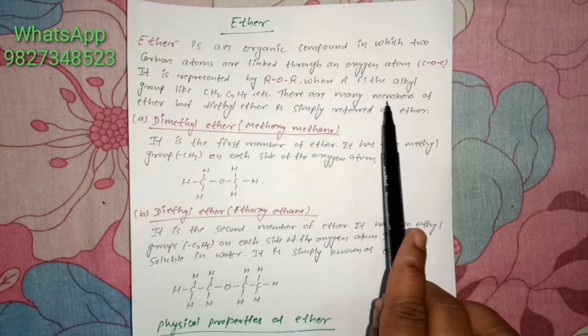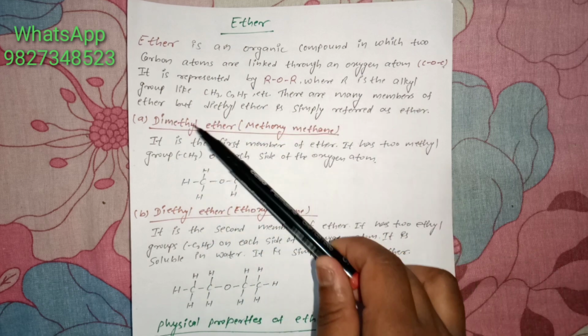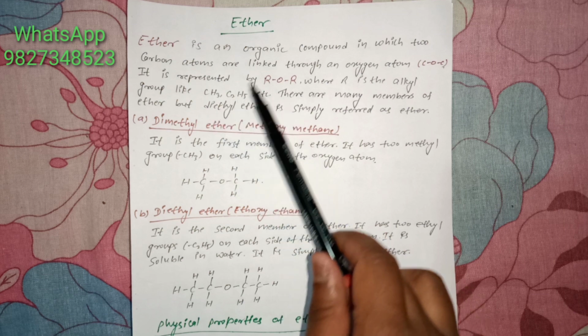There are many members of ether, but diethyl ether is simply referred to as ether. From this we can know that diethyl ether is the most important compound of ether.